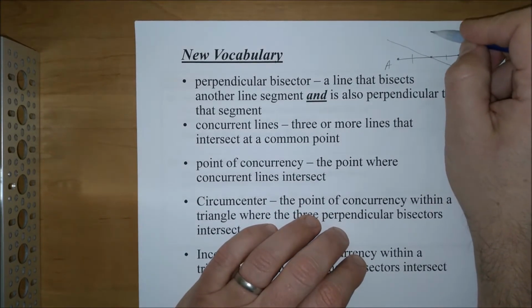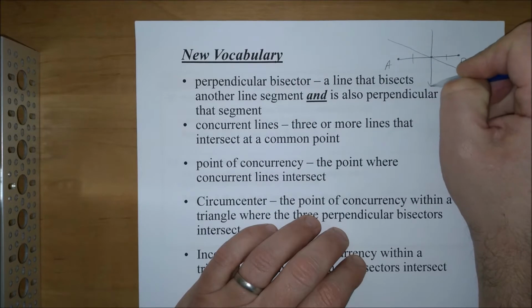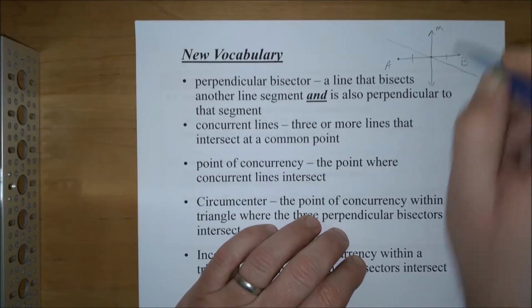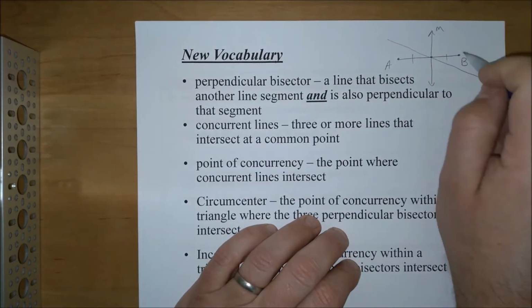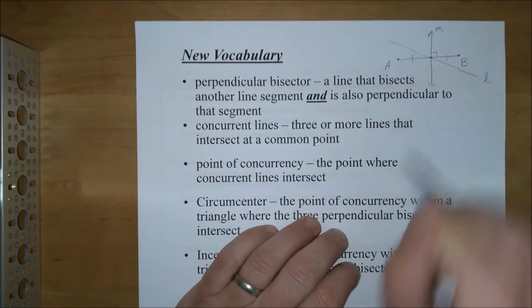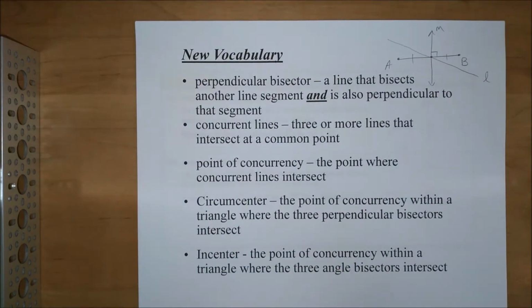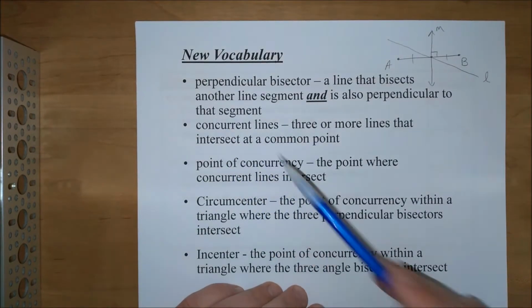I will draw another line that comes through here like this. I'll call this line M, and if M both bisects AB and happens to do so at a right angle, we call that a perpendicular bisector. And there are some really significant things that we know when we're dealing with perpendicular bisectors that we'll talk about in the next couple slides. Another new term is concurrent lines.